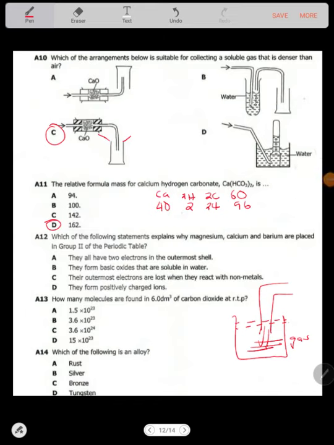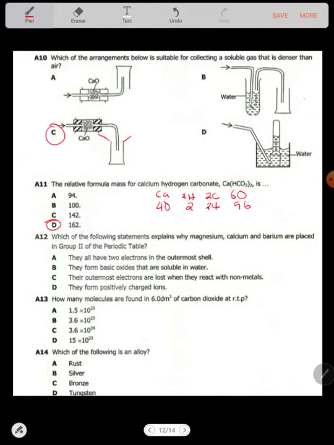Which of the following statements explains why magnesium, calcium, and barium are placed in group 2 of the periodic table? Why are they placed in group 2? Is it because they have 2 electrons in the outer shell? Or is it because they are basic oxides that are soluble in water? Or maybe the outermost electrons are lost when they react with nonmetals? Or is it because they form positively charged ions? All metals form positively charged ions.